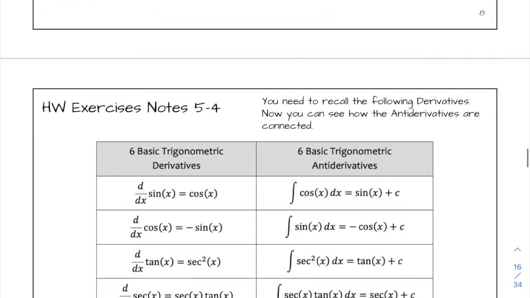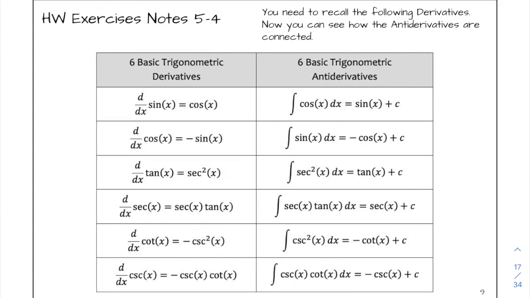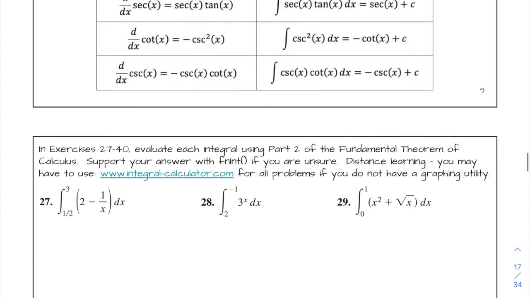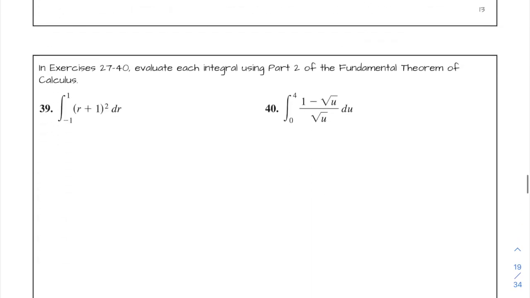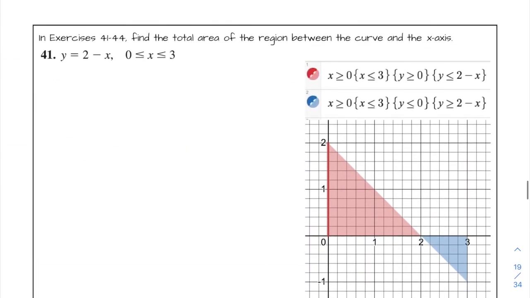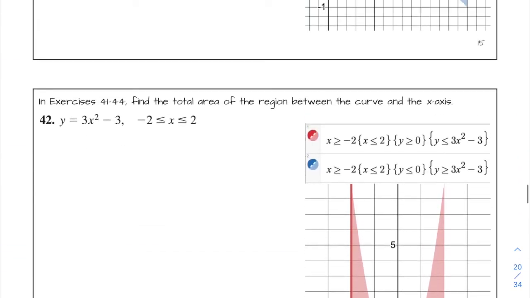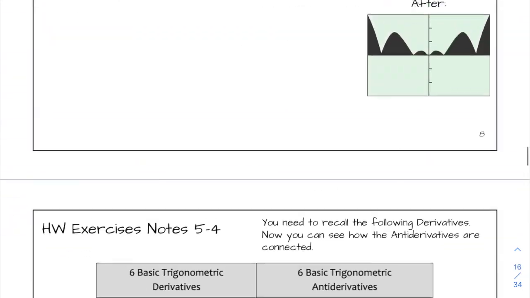Okay? So your homework starts here. I gave you some derivatives and antiderivatives to work through. And I threw some graphs up there. So try your best on these, and let me know if you have any questions.